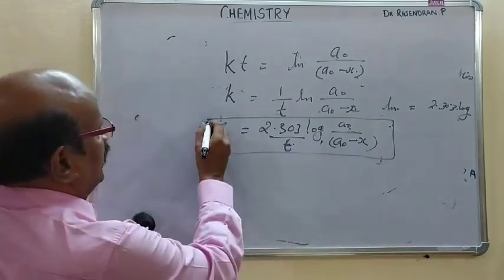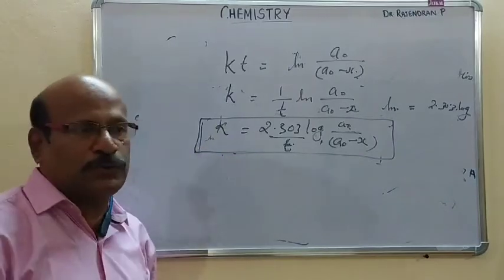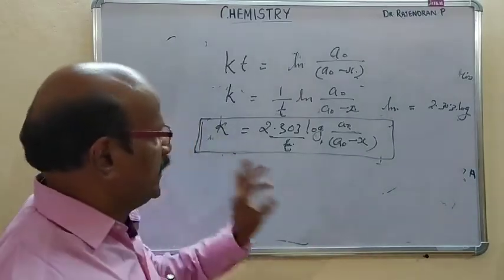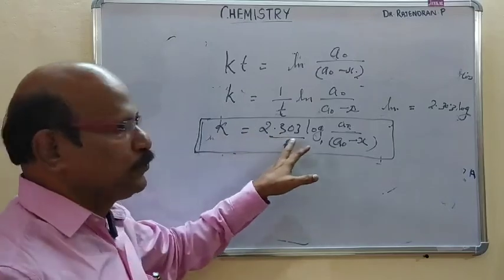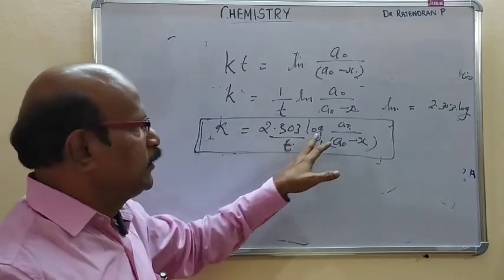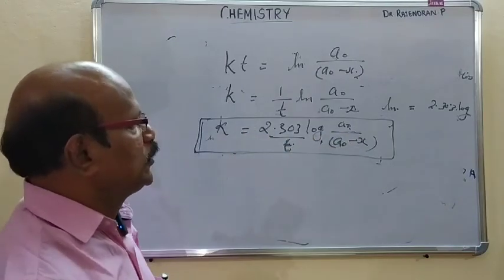So now we have the final equation. Once again, you have to remember it, or you have to write and study well. K is equal to 2.303 by t log A0 by A0 minus X.